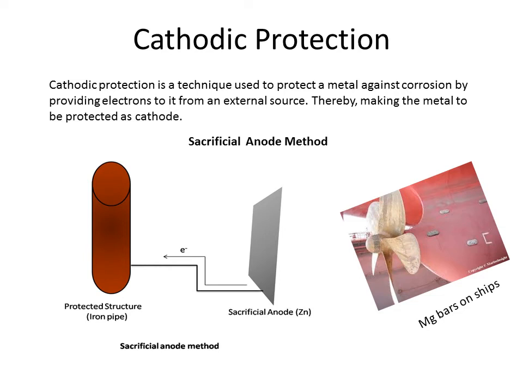Nothing will happen to the iron pipeline. Whereas this zinc, since it is acting as the anode, slowly starts to undergo corrosion and ultimately gets destroyed. So in order to protect this iron pipe from corrosion, zinc has destroyed itself. It has sacrificed itself, hence the name sacrificial anode method.